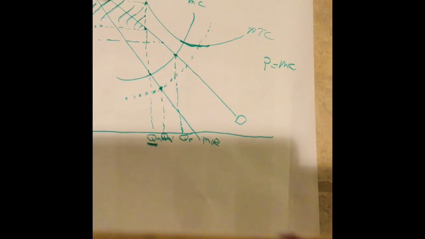So if your costs are going to be different, your whole ATC curve shifts downward, you know, you're going to be in a better situation. This could be a monopoly, if it shifted enough, that would not necessarily be making a loss.